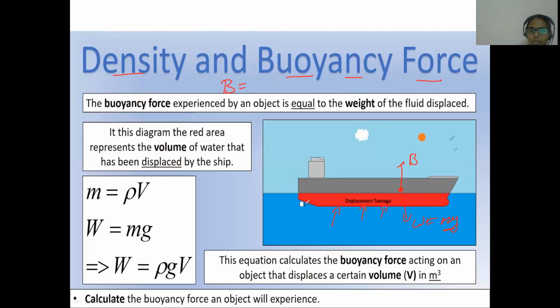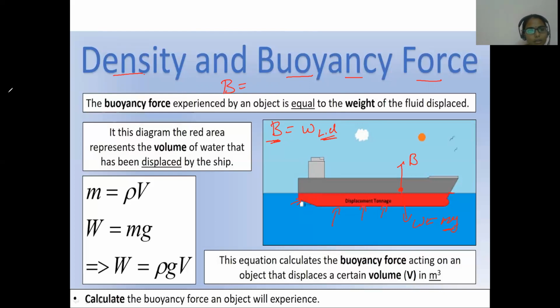You can observe the red color shown in the figure. Here the red color shows the water displaced by the boat. When the boat is immersed into the water, how much water is displaced is shown here. So the buoyant force is equal to the weight of the liquid displaced. When the body is immersed into the water, how much water is displaced by this body, that is nothing but the buoyant force. Why does water get displaced? Because this buoyant force is acting upward.